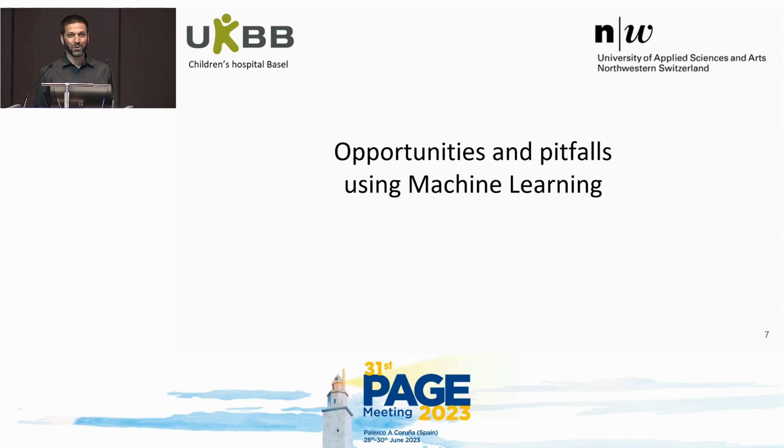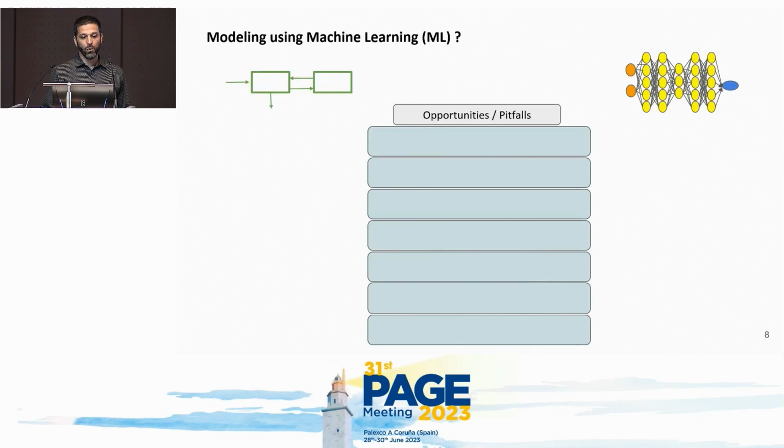I'll talk now on opportunities and pitfalls using machine learning. Just to say, I'm not a pharmacometrician. I know nobody's perfect. I'm coming from the other side, the AI side. You are all coming from the pharmacometrician side. So I will talk about machine learning and artificial intelligence, and you will think about your problems in pharmacometrics.